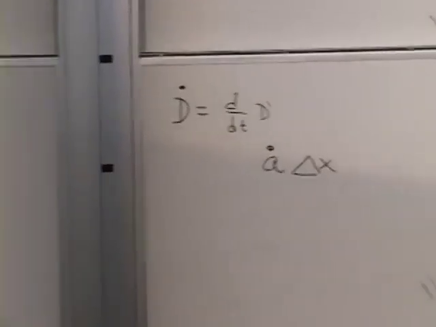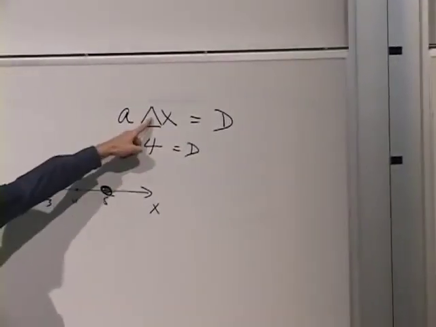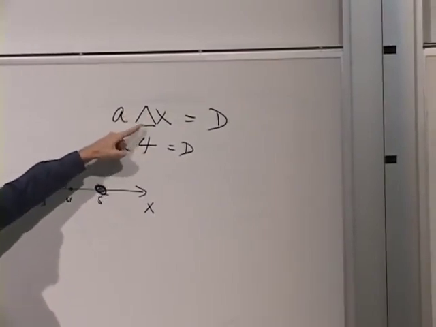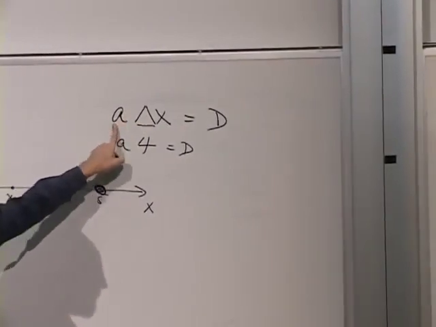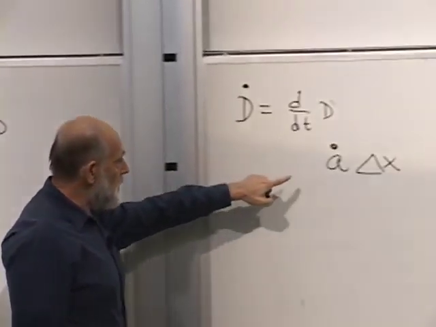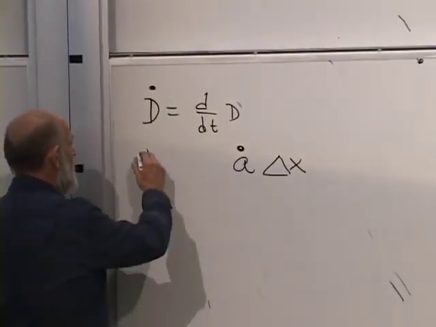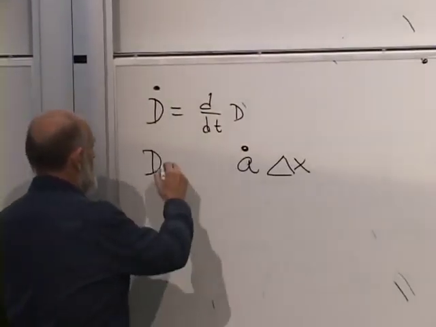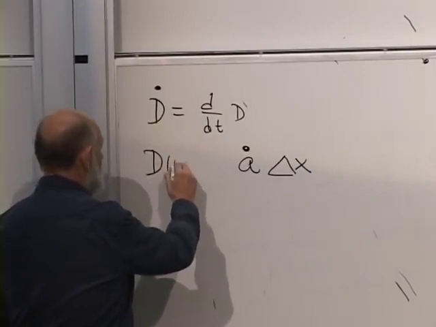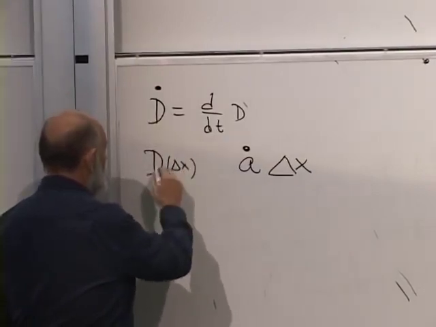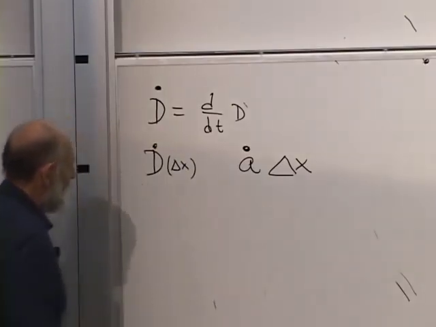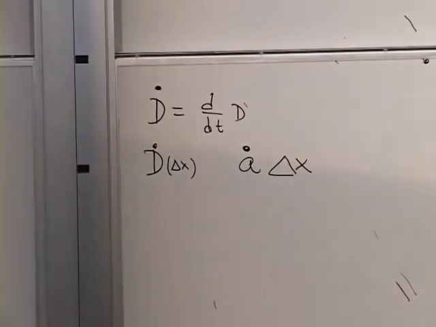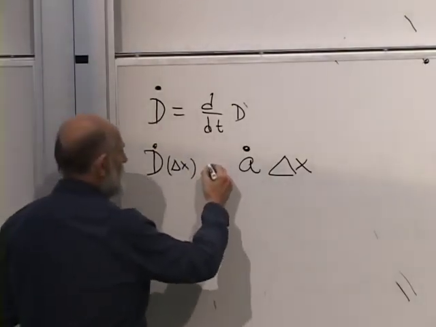The time rate of change of a product like this, if one of the factors is not changing, is just that factor times the time derivative of the other one. So this is the rate at which d changes with time. Let's call it d dot of delta x, the distance between two points separated by delta x. That's just this.